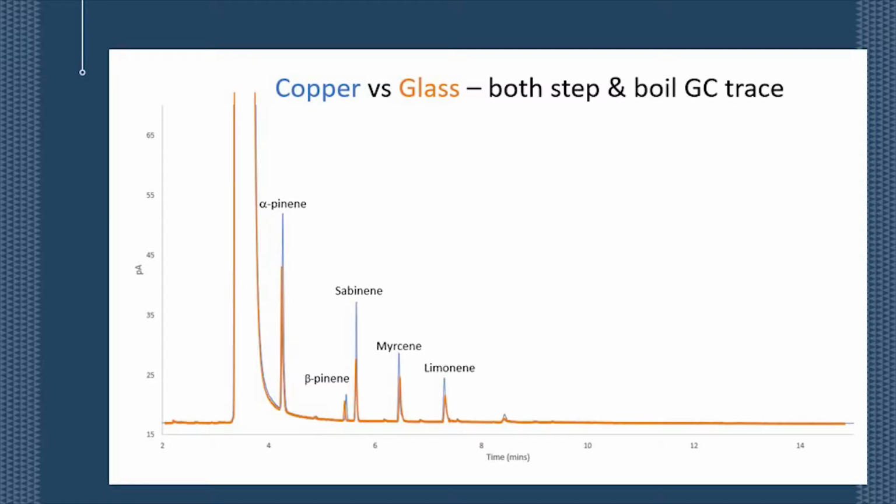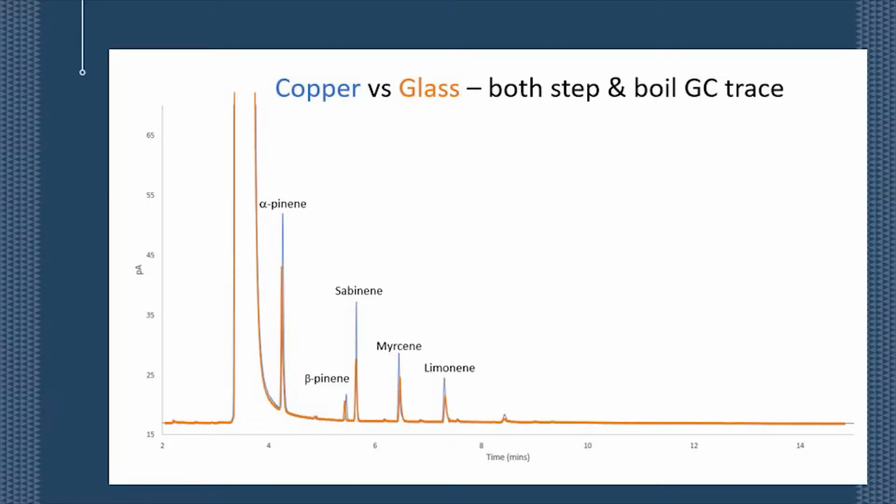On the slide behind me, I have a GC trace of the two gins. Now, a GC trace doesn't tell you exactly how much of any compound is in a gin. What it tells you is the relative amounts of the different compounds in the gin. I've labelled the peaks for you all. You've got alpha pinene and beta pinene, mainly from juniper. You've got limonene, which is mainly from lemon. And you've got sabinene and myrcene, which is from most botanicals, but also mainly from angelica and coriander.